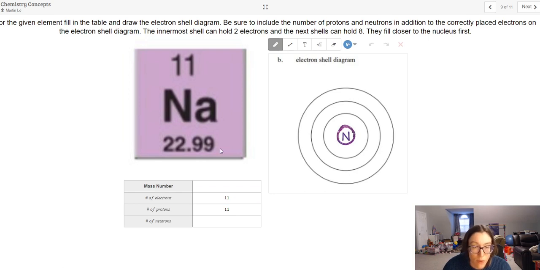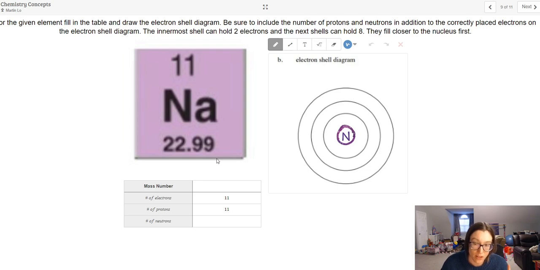And now the 22.99 is the average atomic mass. On the periodic table, you see this average atomic mass. Most of them have a mass of 23, but a few of them have 22, right? Remember, they can have a different number of neutrons. So if I gave you this, you could round it. We're going to round 22.99 to 23, so the atomic mass is 23.